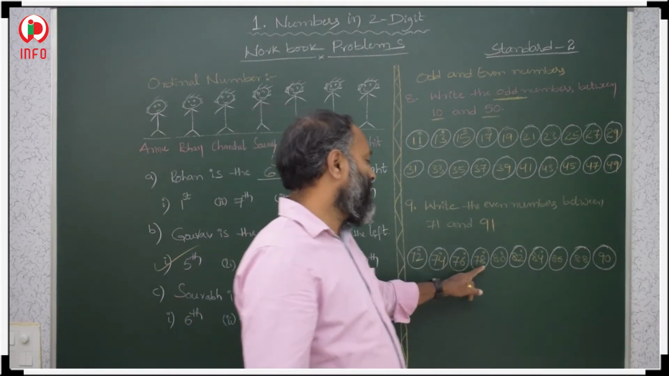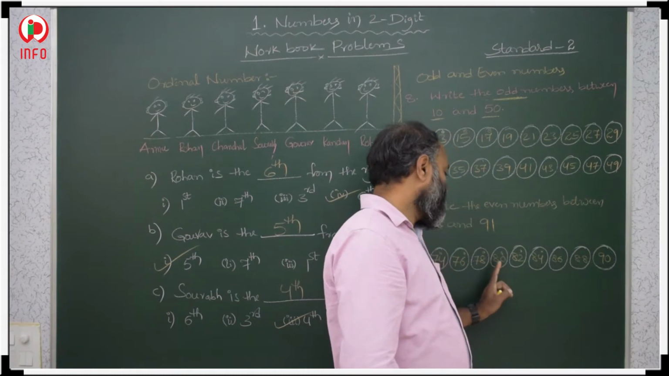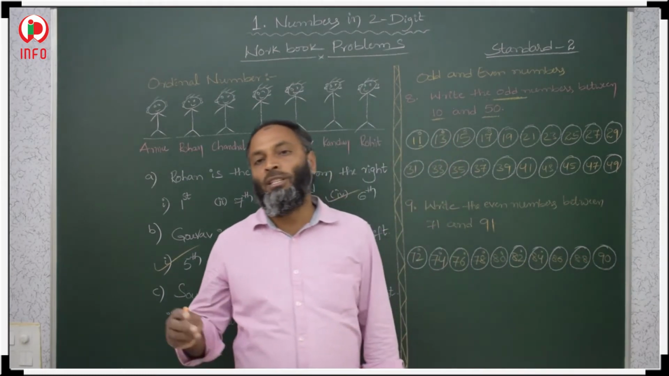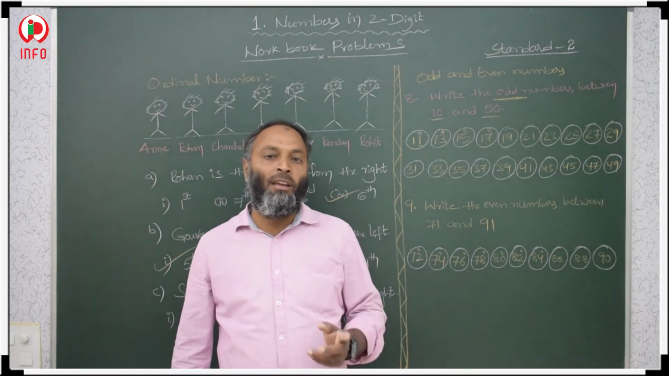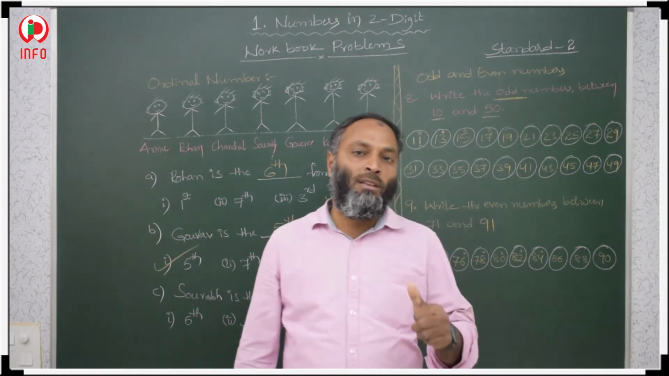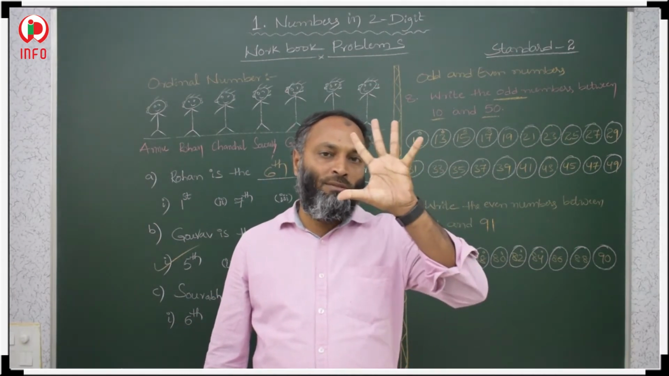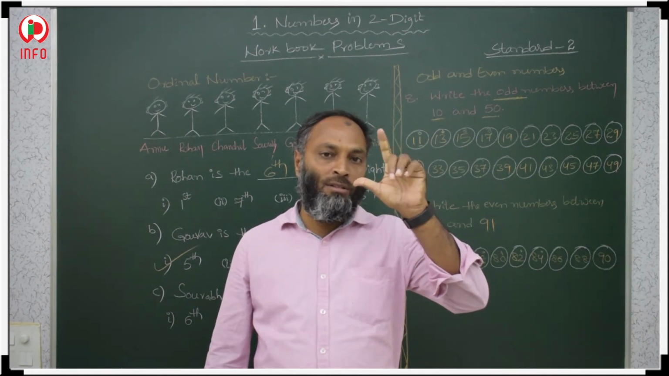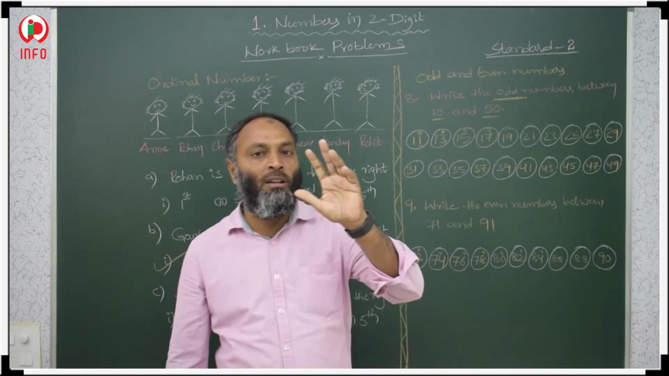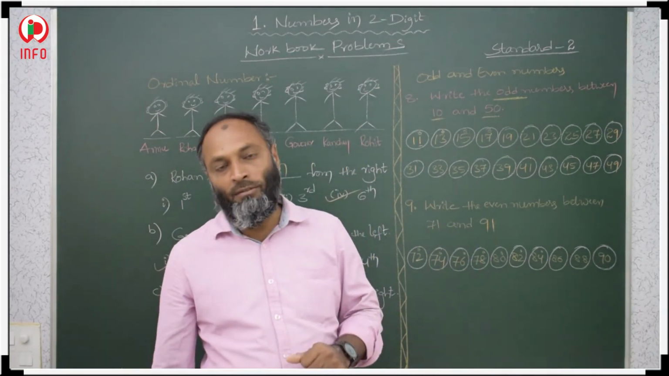2, 4, 6, 8, 0. In this number, if any of these comes in the ones place, the number is even. So what numbers? 0, 2, 4, 6, 8. In these 5 numbers, if any one number comes in the ones place, then the number is even.